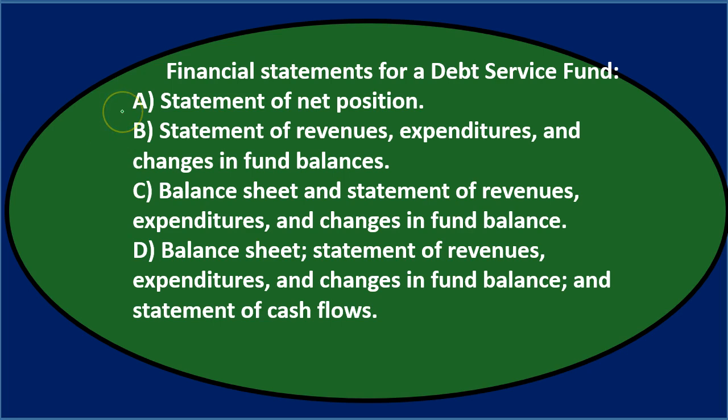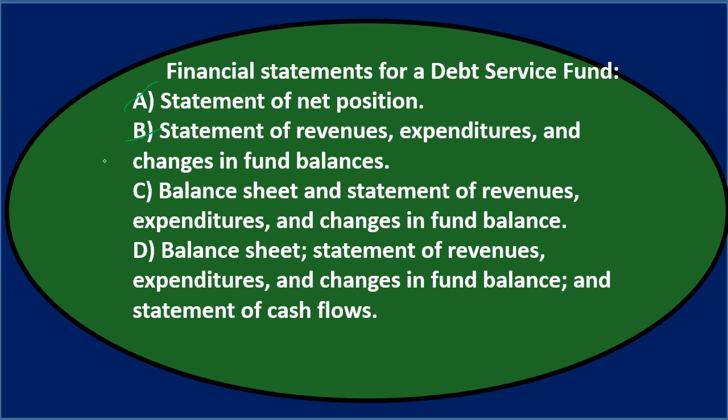First we have the statement of net position, as if that's the only thing. Pretty much all these items, you would think you'd have a statement of net position, like a balance sheet type of statement, and some type of income statement activity type of statement. So you would think it wouldn't be just A. B says statement of revenues, expenditures, and changes in fund balance. That's one statement, a really long name for the income statement type of statement. Again, you would think you'd have both a balance sheet and an income statement at the least. So I would think it wouldn't be A or B.